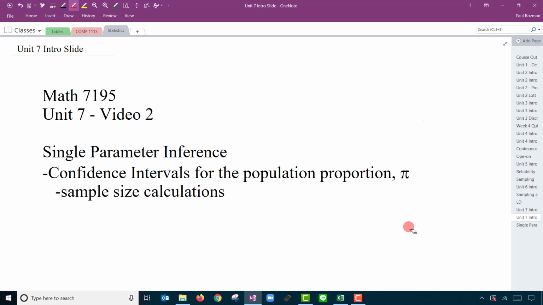We're still in Unit 7. Today we're going to continue on with confidence intervals. The confidence intervals we'll be discussing are for the population proportion, which we'll denote with the symbol pi. So we'll be estimating a proportion pi using a sample proportion p. After talking about confidence intervals a little bit, we'll also talk about how to determine sample sizes that will achieve a certain level of error if we haven't actually done our study yet. So let's dive right in here.